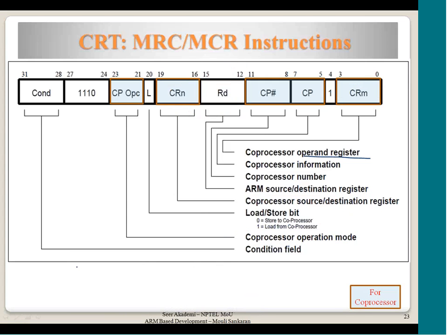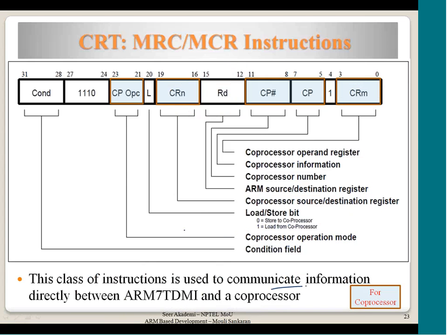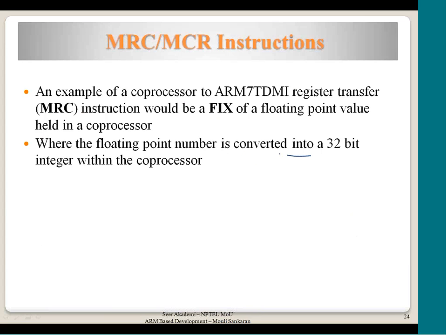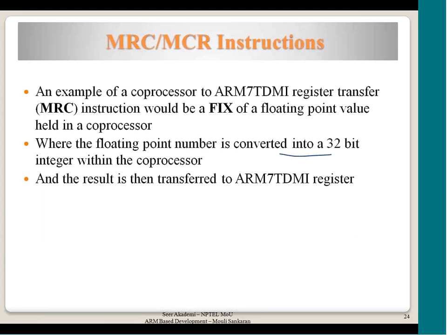This class of instruction is used to communicate information directly between ARM and the coprocessor. An example will be a fixed floating point value held in a coprocessor. I mentioned that 1.0 is done as 1 in ARM. This is called a fix operation. It fixes this floating point value into an integer value. That is an instruction used by the floating point processor, where the floating point number is converted into a 32 bit integer, and the result is then transferred to an ARM register.